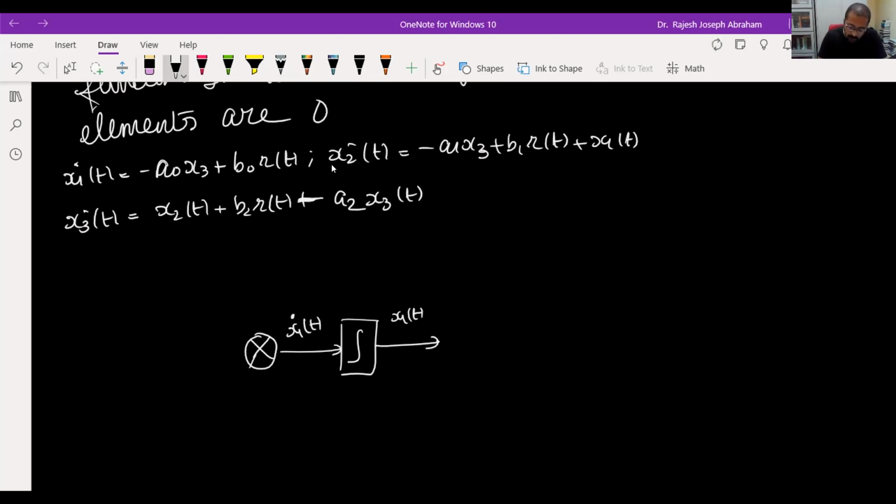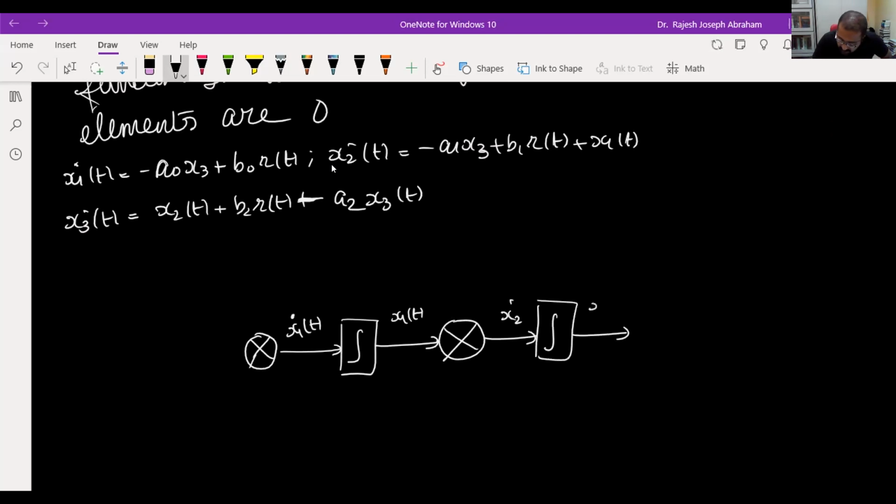Okay, now, so what is X2 dot? X2 dot means minus A1 X3 plus B1 R of t plus X1. Okay, so it's a combination of these three elements. So there should be a summing point, because X2 dot is nothing but X1 plus A1 X3. So this is X2 dot. Here we should have an integrator.